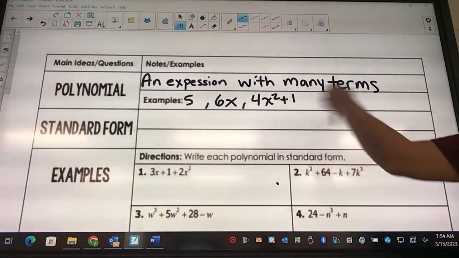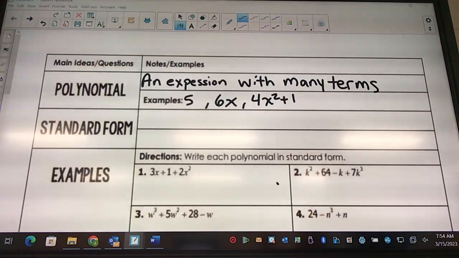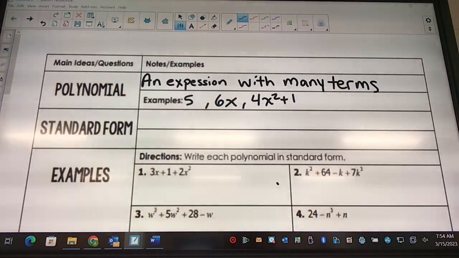Something that could have a bazillion terms on there is a polynomial. 0 is a polynomial. ln x squared is a polynomial. Pretty much anything with any combination of letters or numbers is a polynomial.